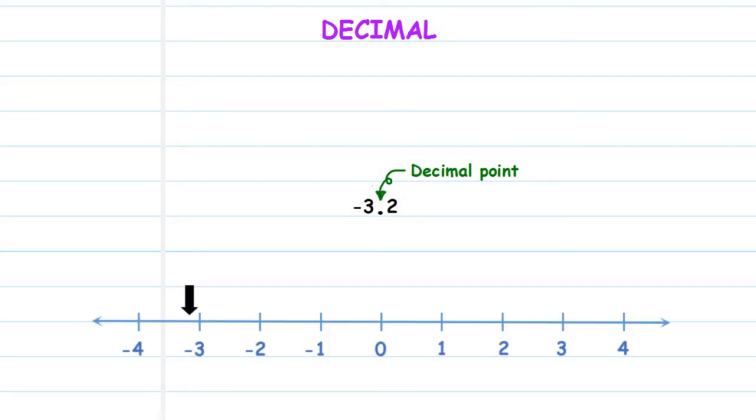A decimal can also be a negative number. For example, minus 3.2, and its decimal point is right there in the middle. Minus 3.2 lies in between the whole number minus 4 and the whole number minus 3. So it is larger than minus 4 but still smaller than minus 3.